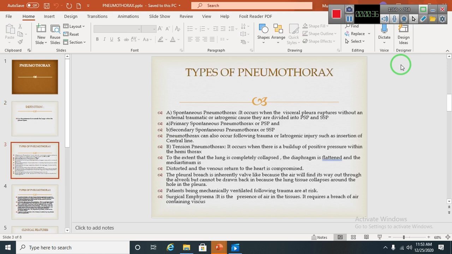Types of pneumothorax: spontaneous pneumothorax, tension pneumothorax, and surgical pneumothorax. What is spontaneous pneumothorax? In spontaneous pneumothorax, the visceral pleura ruptures without an external traumatic or iatrogenic cause. They are divided into primary spontaneous pneumothorax and secondary spontaneous pneumothorax.